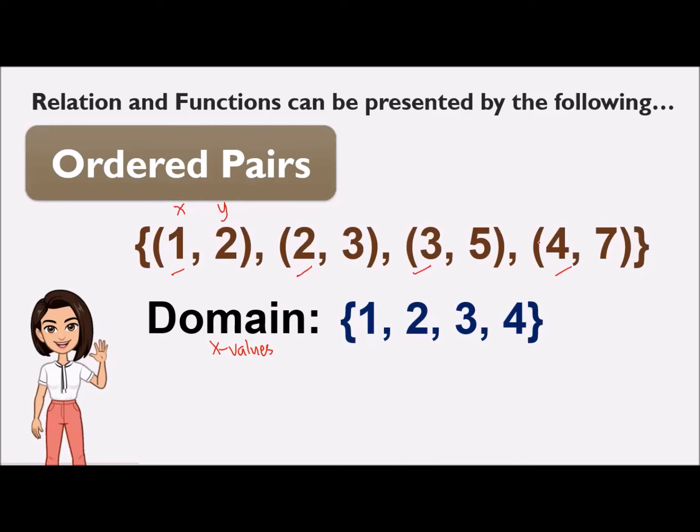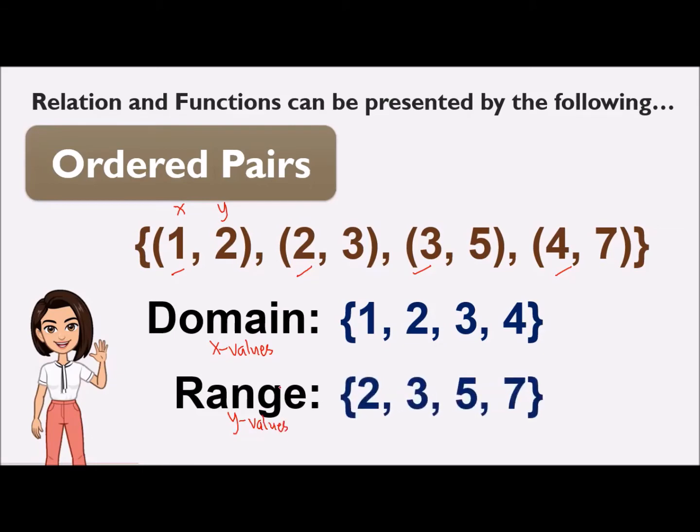And then the range, the values of y. Ano kaya ang values of y? Very good. Here are the 2, 3, 5, and 7. The second element inside the ordered pair. Okay, so if that's the case, kung mapapansin nyo, hindi na-uulit ang value ng x natin sa domain, which means this is a function.